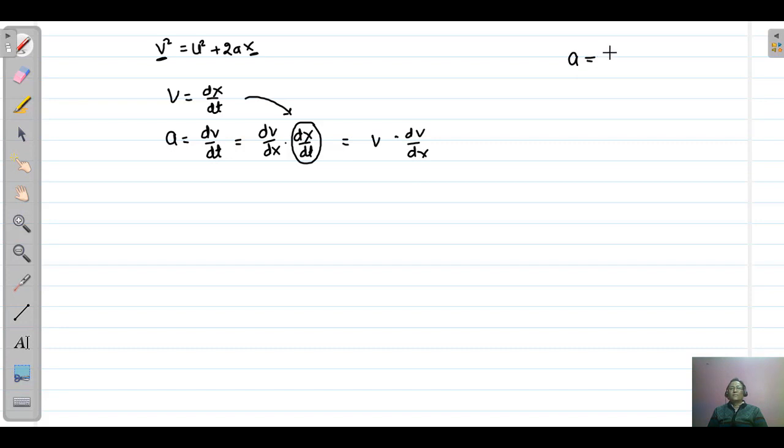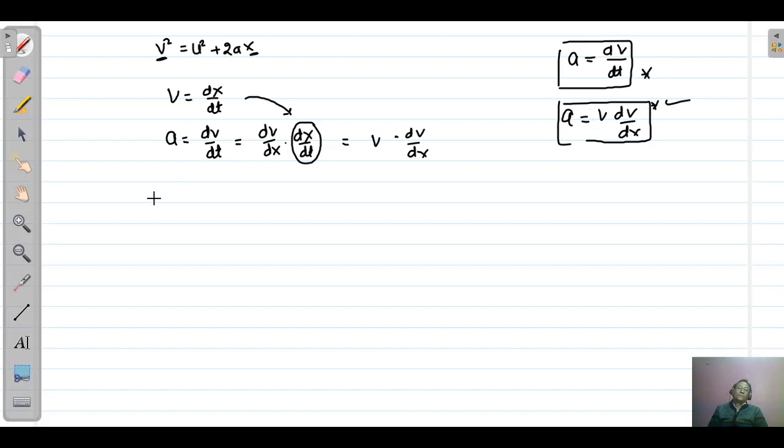Finally, we can write a = dv/dt. This you have to remember. This is one of the formulas. And similarly, a = v dv/dx. This is another formula for acceleration. These two formulas are very important to be memorized. So finally, we use this v times dv/dx. Taking dx to the left side, we get a dx = v dv. And now integrate them.